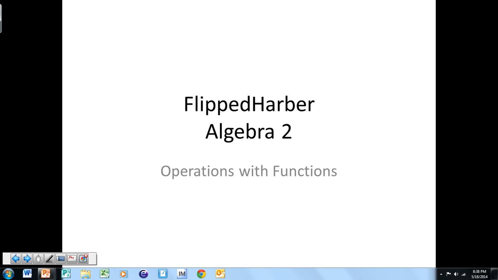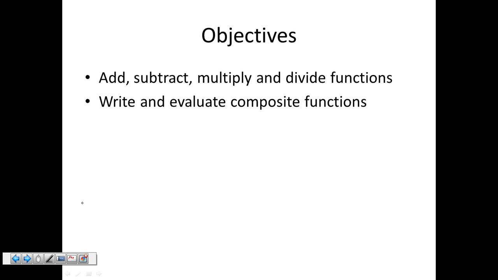In this video we're going to be looking at operations with functions. Our objectives for this lesson are to learn how to add, subtract, multiply, and divide functions, and we want to learn how to write and evaluate what are referred to as composite functions.